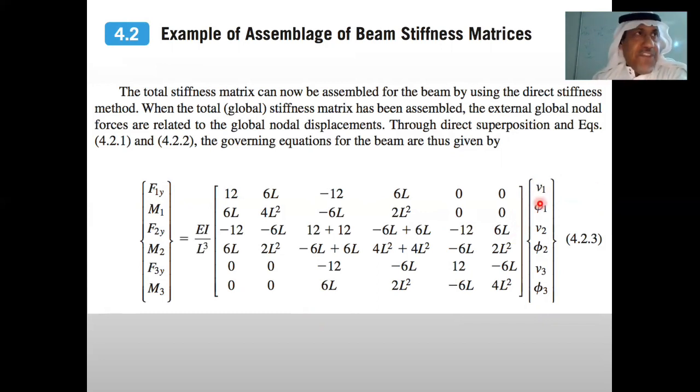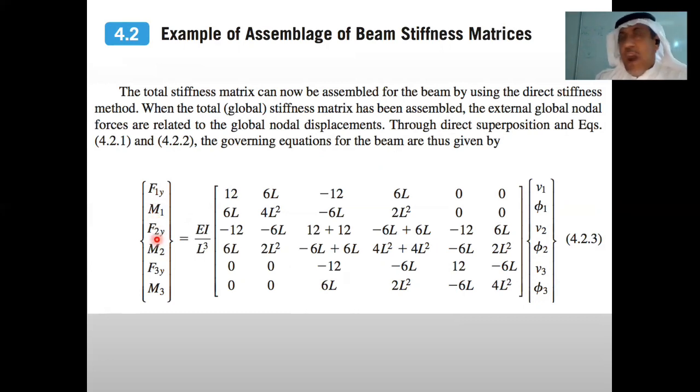I think V1 and Phi1 you know: 0, 0. V2 is unknown, which is at the center. Phi2 is unknown. V3 is known. Phi3 is unknown. Okay, so now you found only 3. 3 unknowns here. Okay, what are the other 3 unknowns here? F1Y, the reaction at the fixed support, and the moment at the fixed support.